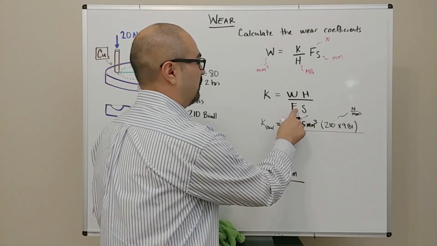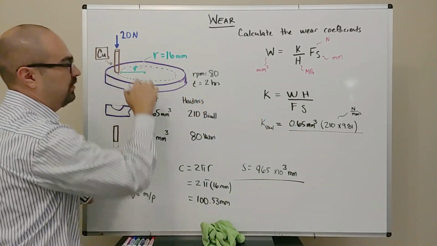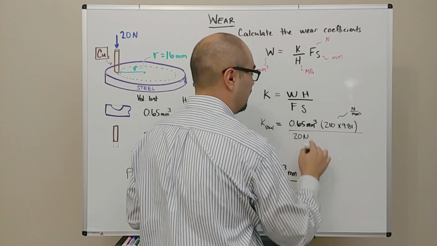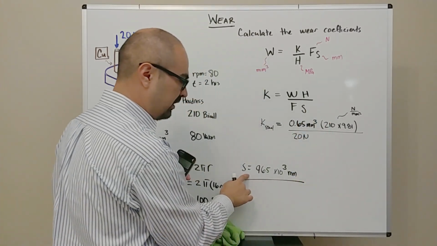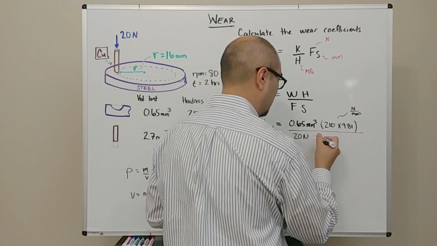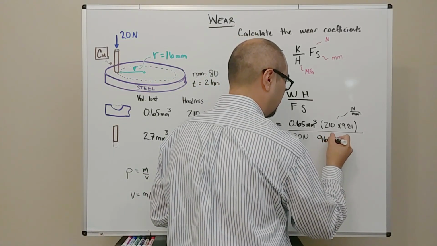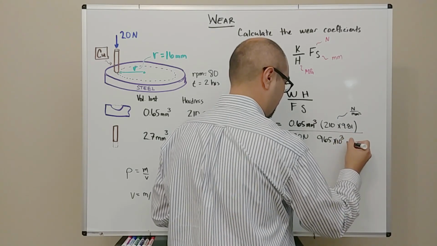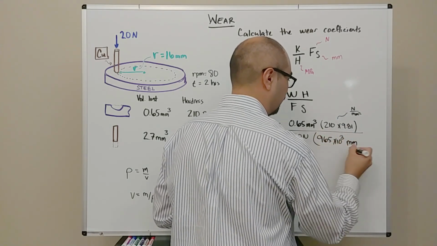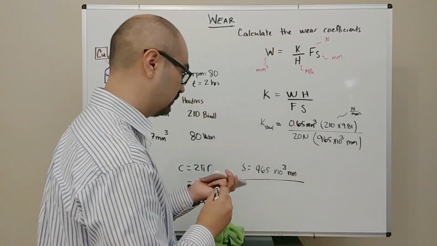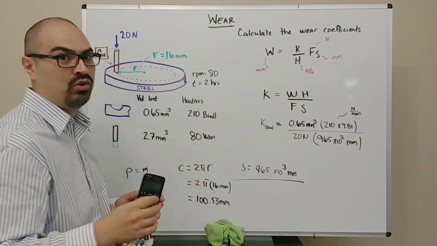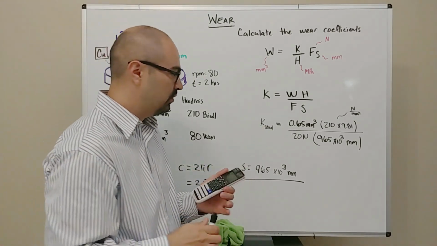Now at the bottom is the force between the two components. This is 20 newtons. And then S is our total rubbing distance, which is 965 times 10 to the 3 millimeters. Now we know that this wear coefficient should be unitless, so let's make sure that all the units are canceling.